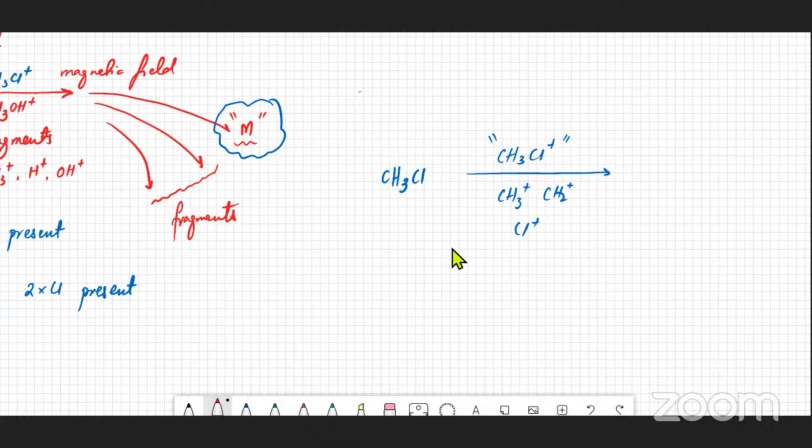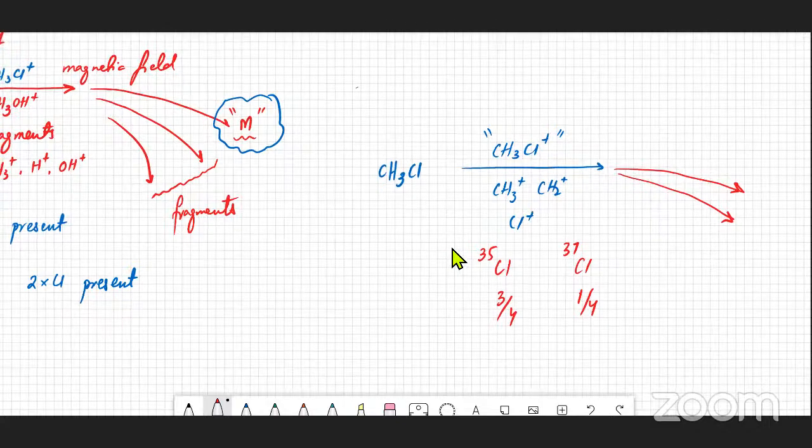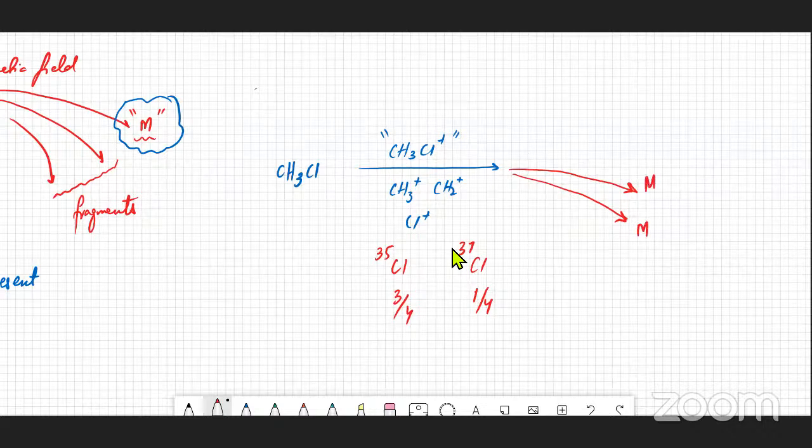Now, Cl has two versions. There's Cl35, and there's an isotope of Cl, which is 37. And the relative abundance of both of them is that the probability of getting Cl35 is 3:4. So out of every 4 particles that you see, 3 of them are Cl35, and 1 out of 4 is Cl37. So the molecular ion is going to give you 2 deflections. They would have very little deflection because they are heavier particles. That's your molecular ion. There's going to be an M peak and an M plus 2 peak.